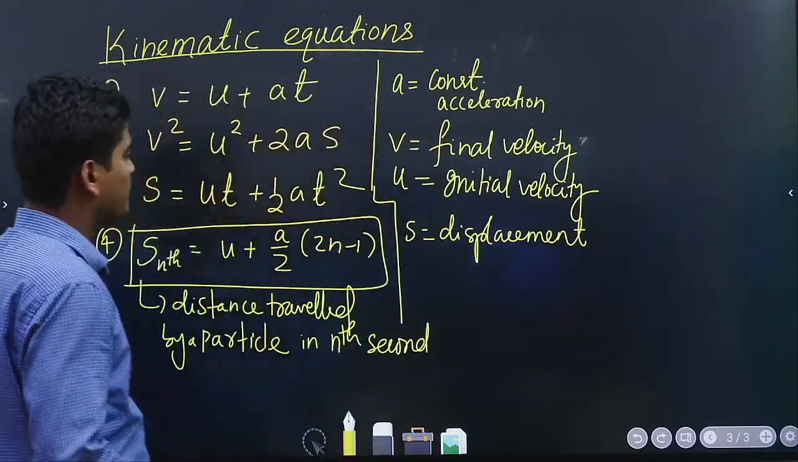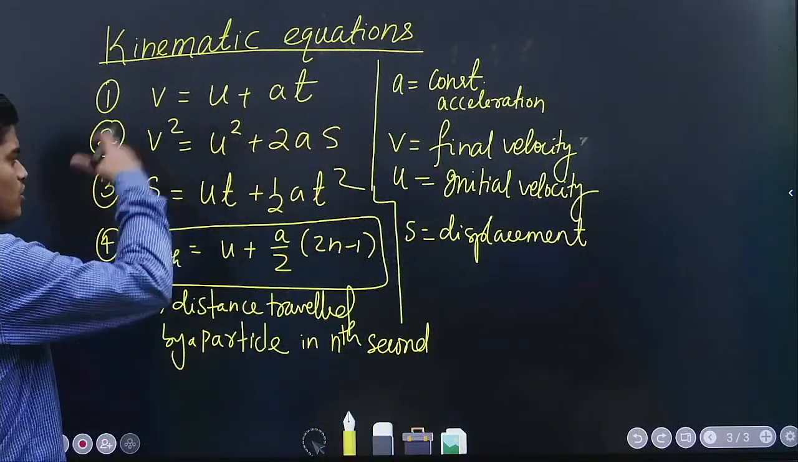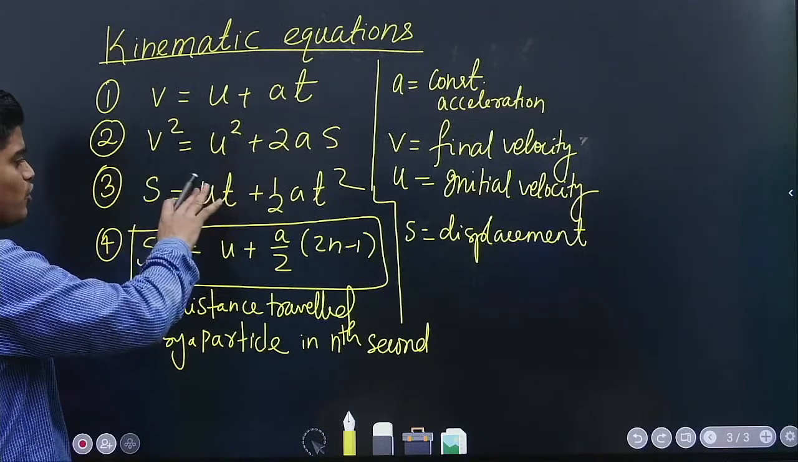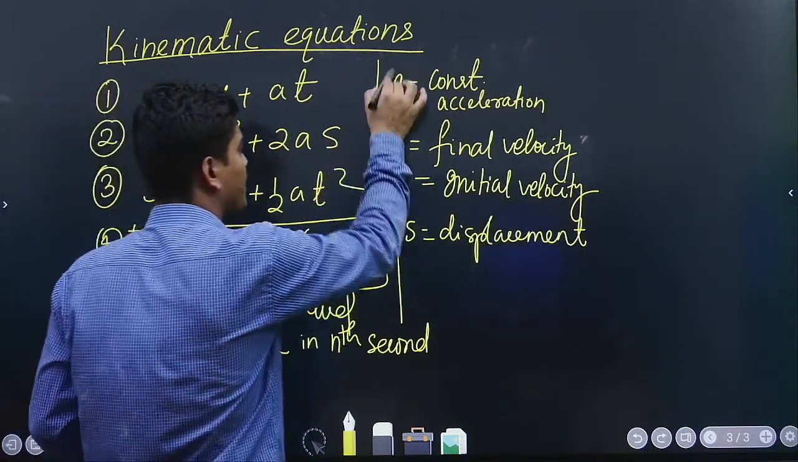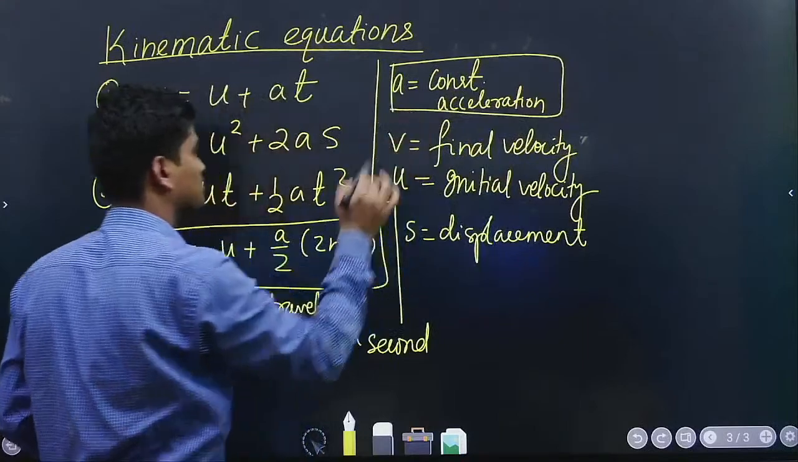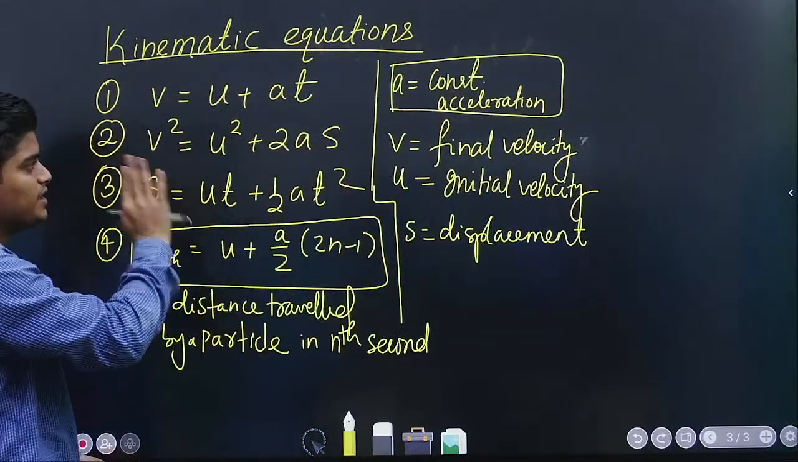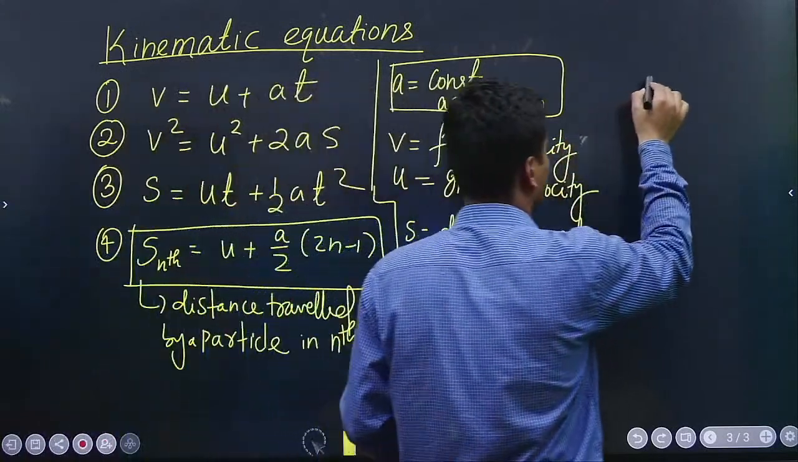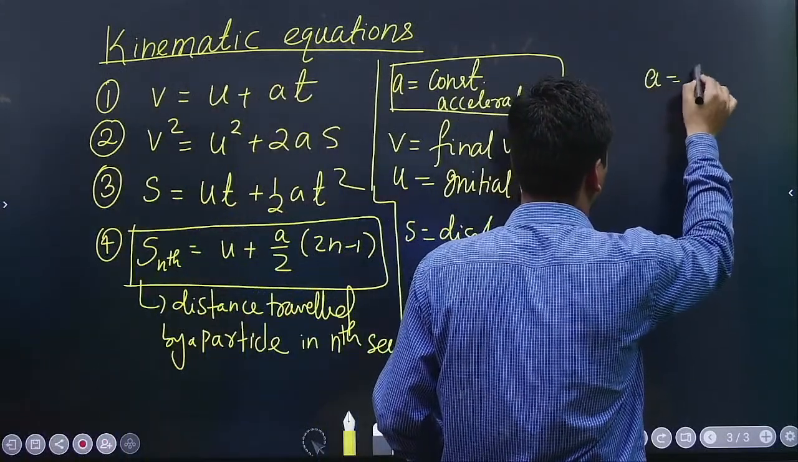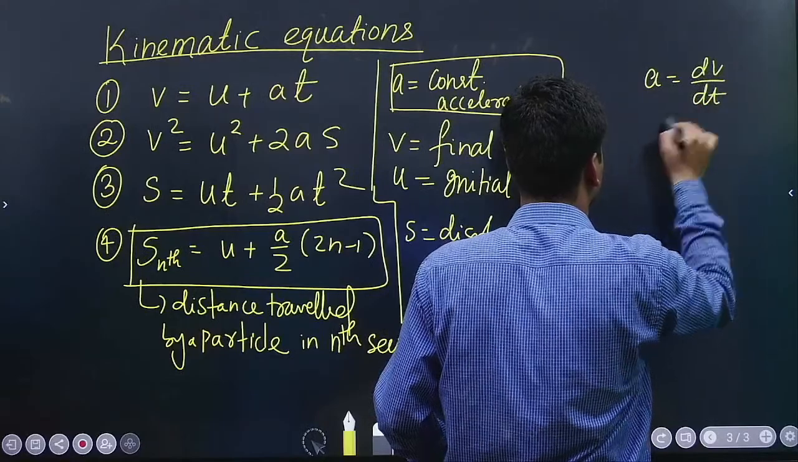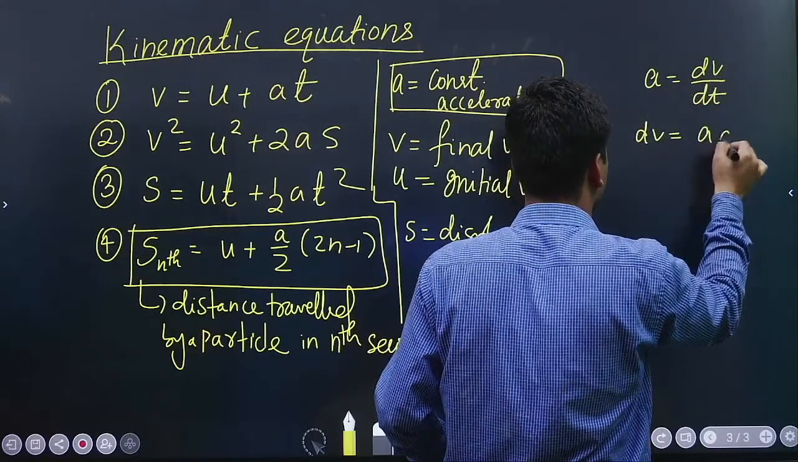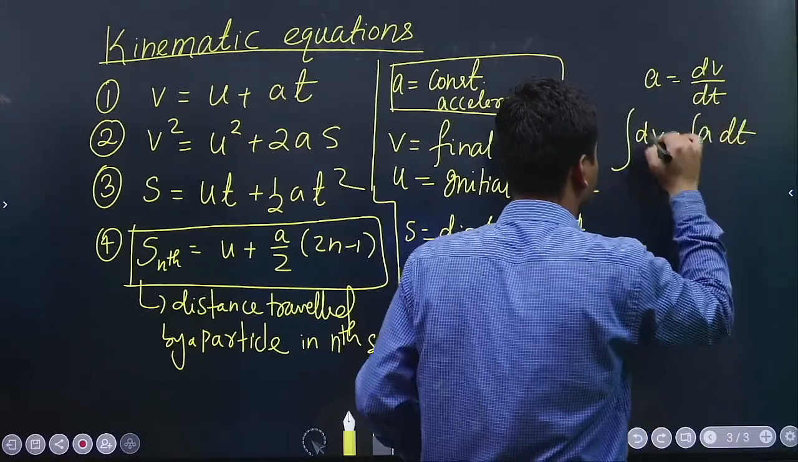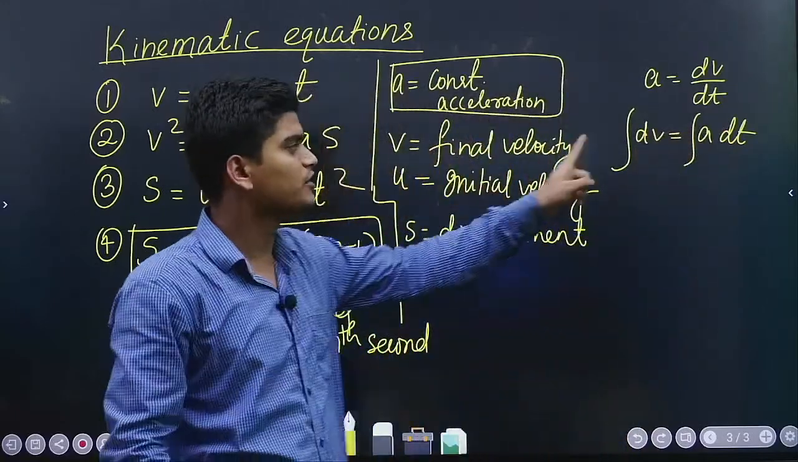Now, this is the idea about displacement and all. And remember, all the equations we are going to apply in problems are based on constant acceleration. If constant acceleration is there, then you can use these. If acceleration is not constant, then we need to do it like this. Suppose a equal to dv by dt, so dv equal to a dt. Now from here you have to do the integration. Actually this equation comes from here only.